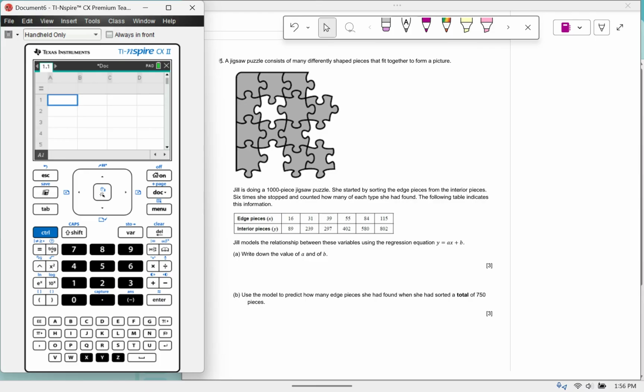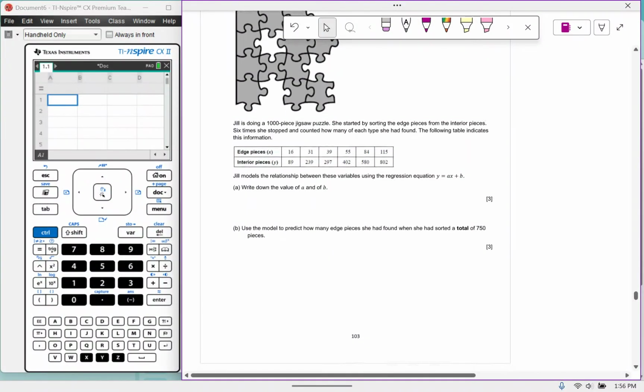It looks fun. Okay, so she started by sorting the edge pieces from the interior pieces. It sounds like we're starting to make a problem out of this, right? We've got edge pieces, X, interior pieces, Y. 6 times she stopped and counted how many of each type she had found. The following table indicates this information. Imagine doing a puzzle and deciding to do linear regression. Fascinating. Jill models the relationship between these variables using the regression equation y equals ax plus b.